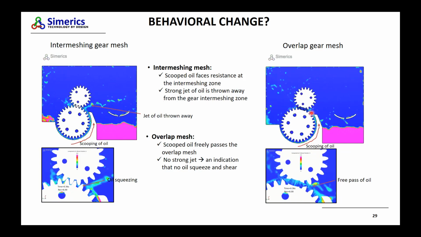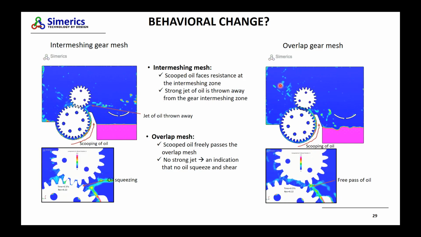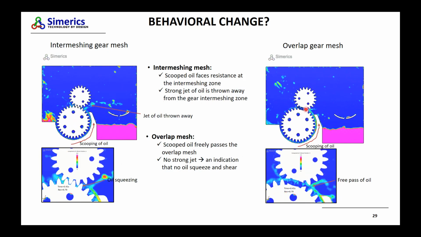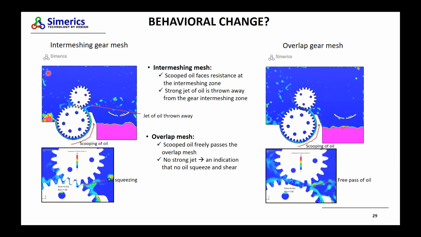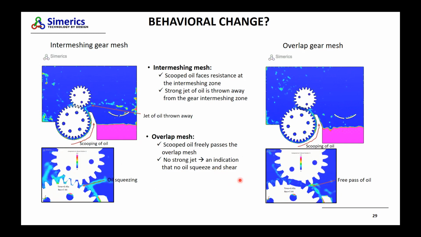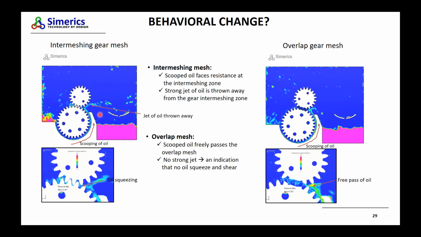The reason is on the other side, you can see the oil gets thrown to the left top corner in the overlap approach because there is no resistance between the gears. Whereas in this case, the amount of oil that is getting thrown to the left top corner is lesser. So those are two differences that we notice off the bat.